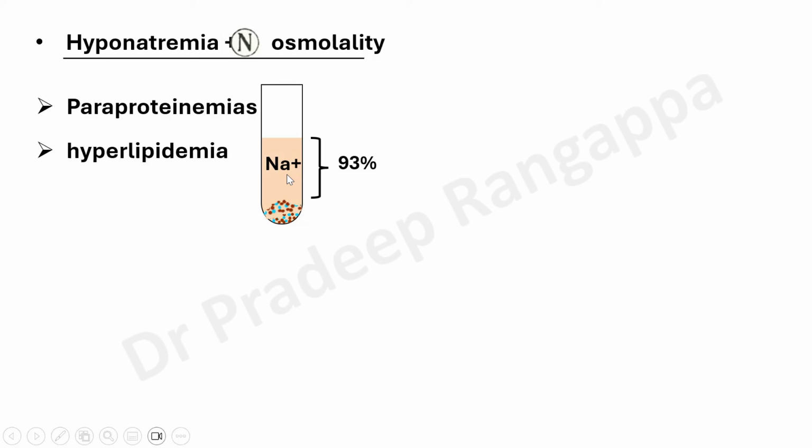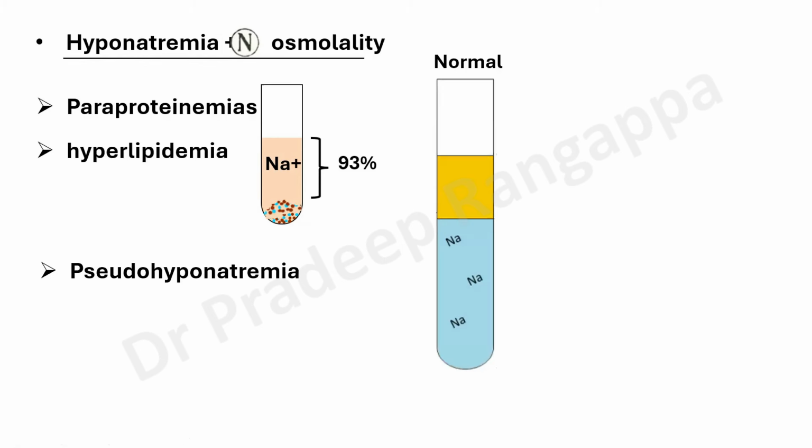So 93% of the plasma is water, which has the sodium. The rest is the solutes, which are lipids and proteins. If you look at this pictorially, if these solutes increase, if your proteins or lipids increase, your aqueous portion comes down, and that reflects as a relative reduction of sodium. So you see this is normal. This is the aqueous portion, the water content which has sodium.